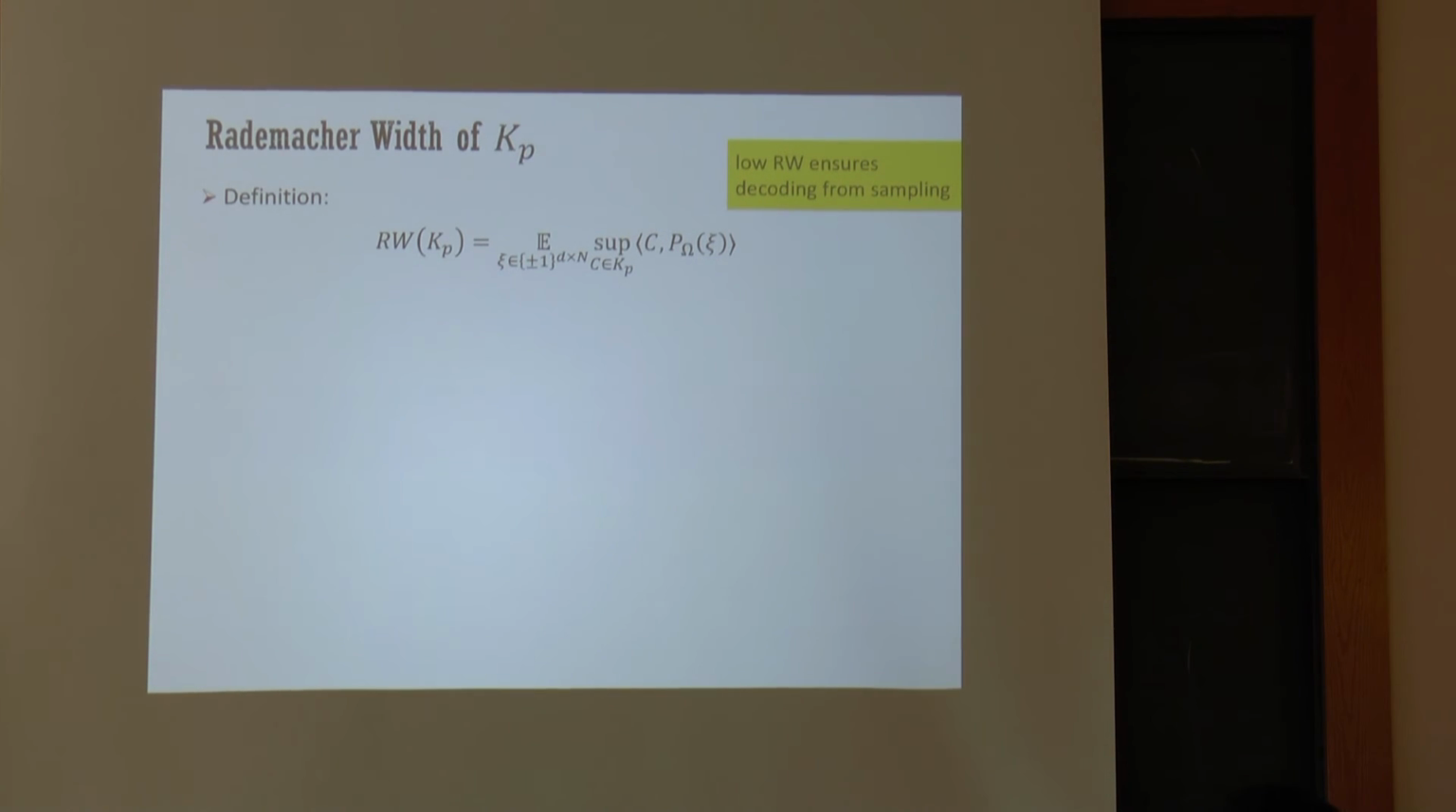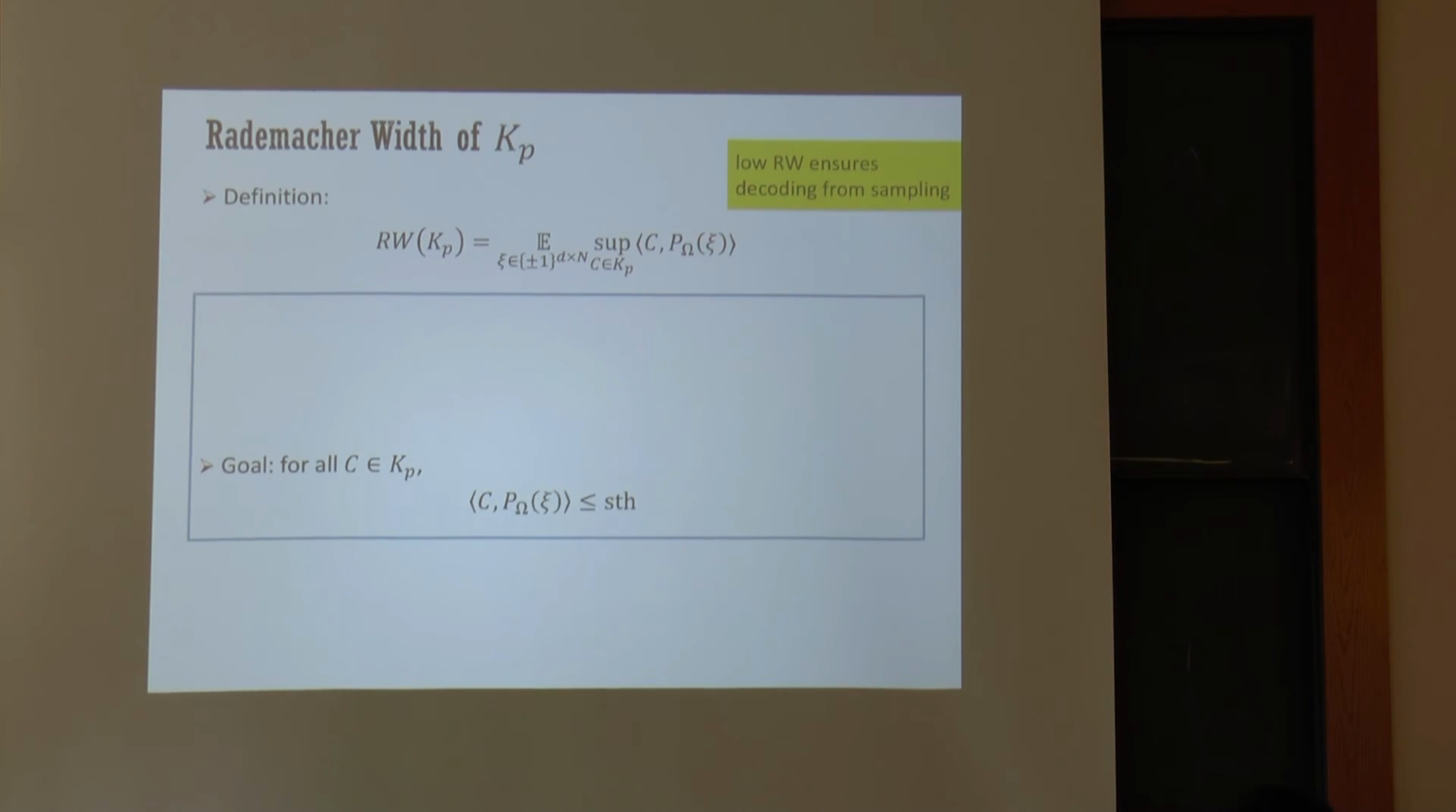So this is one reasonable way to measure the complexity of this set K. If you are not familiar with that, it's not going to be a big deal. The only thing we want to do with this is to say this quantity is small, right? If this quantity is small, then it ensures that you can recover from sampling.